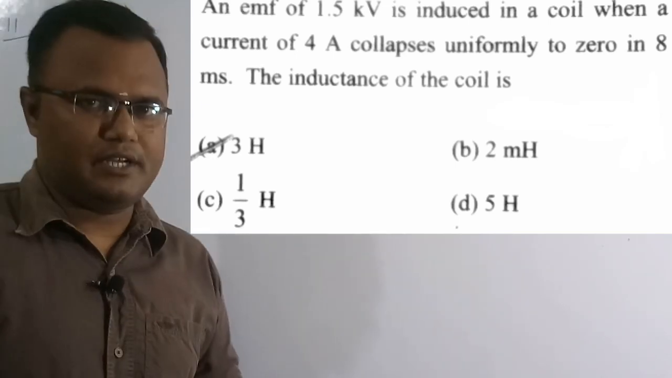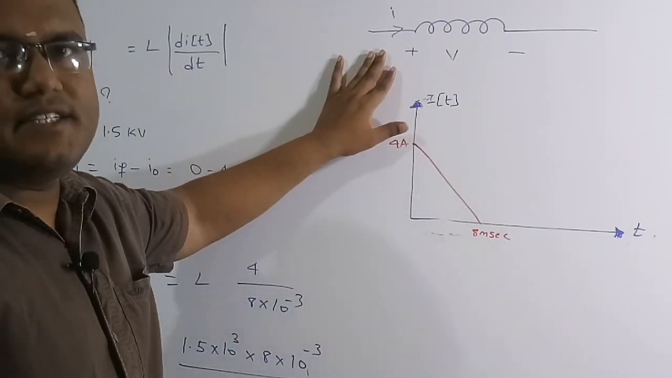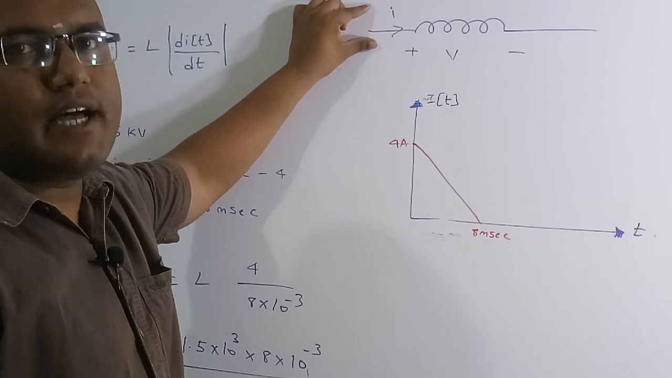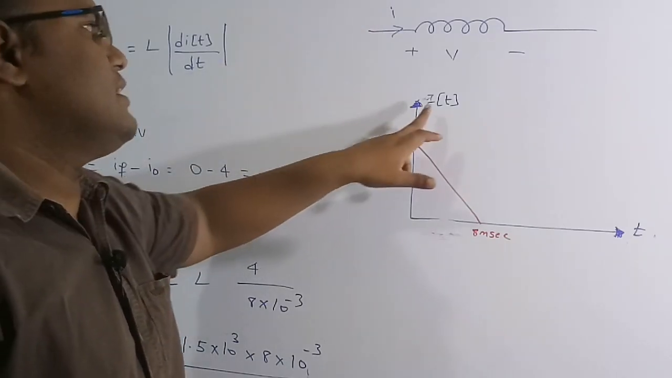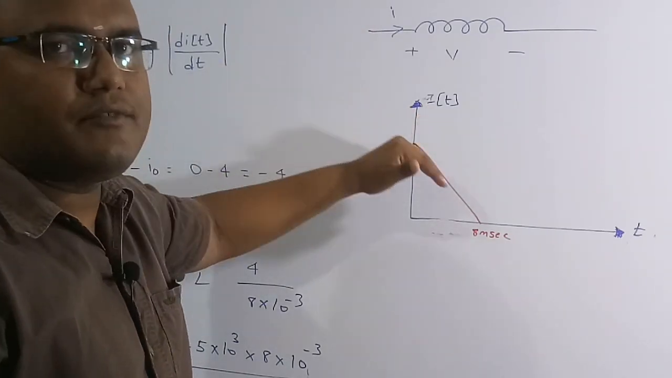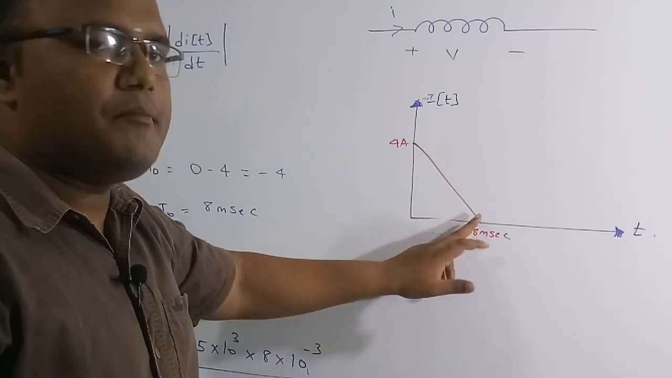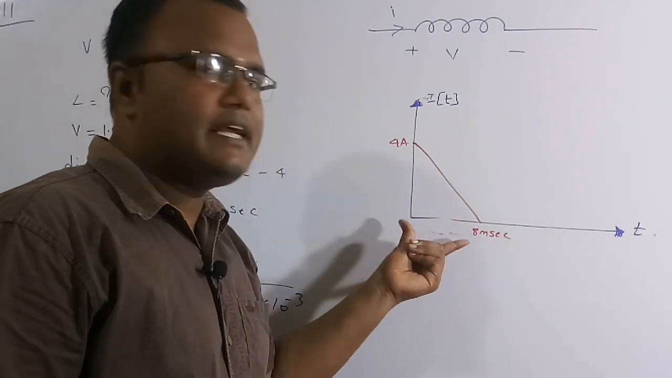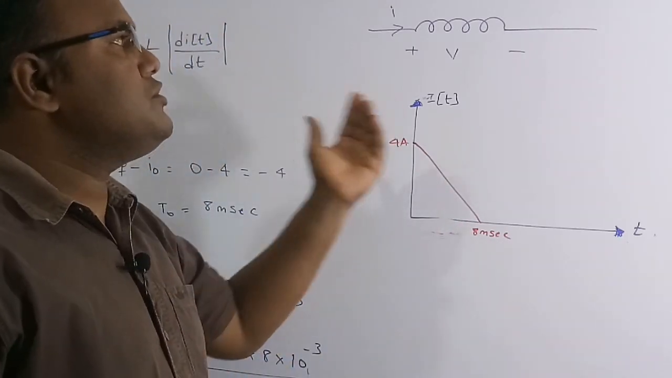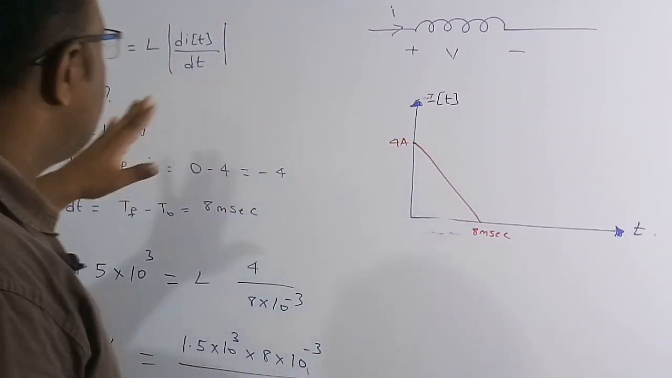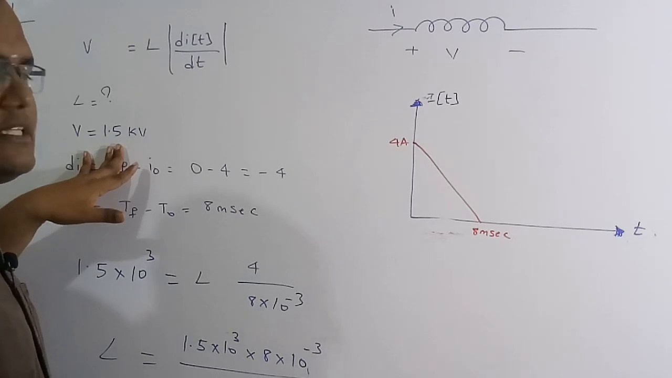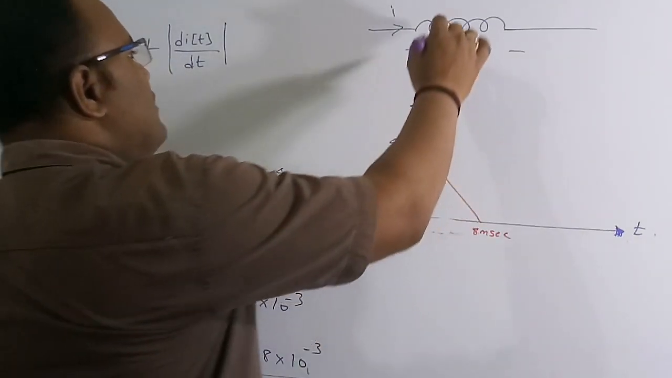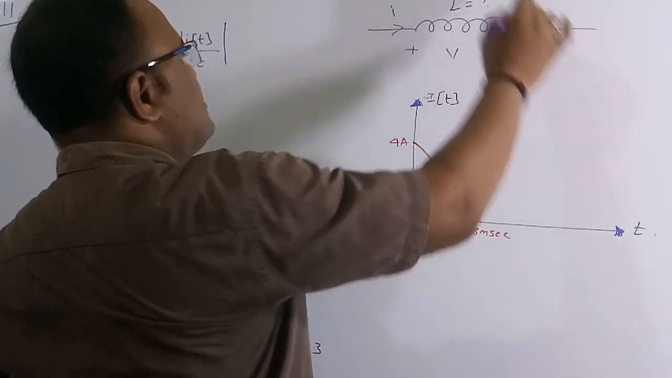So let's solve this numerical. Basically this is the inductor. The voltage across the inductor is V and the current through the inductor is I. In the question they have given that the current uniformly decays from 4 ampere to 0 ampere in a time period of 8 milliseconds. During this period, the EMF induced in the inductor is 1.5 kilovolt. Based on this, we have to find the value of the inductor.